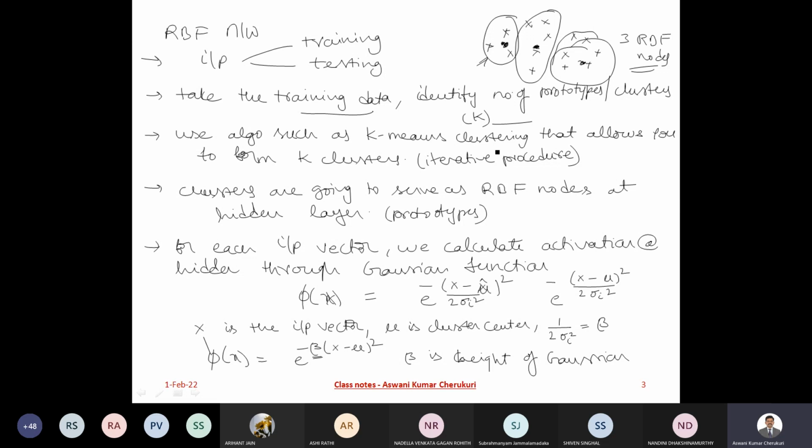Now what we do is take each input vector and pass that input vector to the cluster nodes, that means the RBF nodes. Every node calculates the activation through the Gaussian function, which is defined as e power minus ||x minus mu|| square by 2 sigma i square.